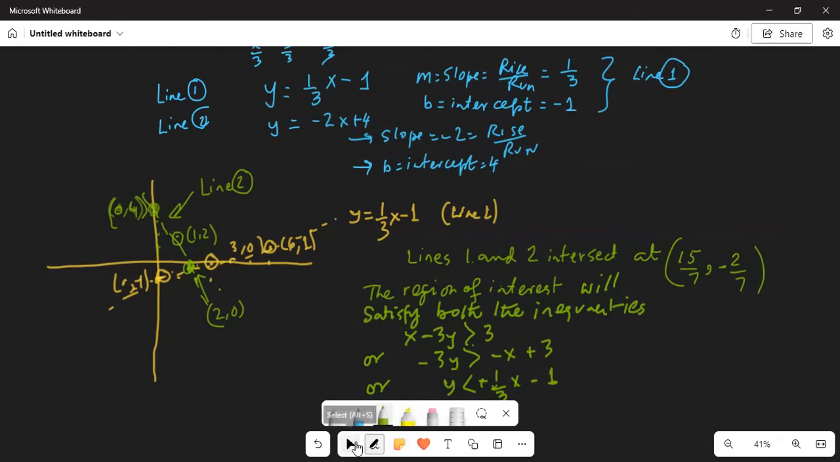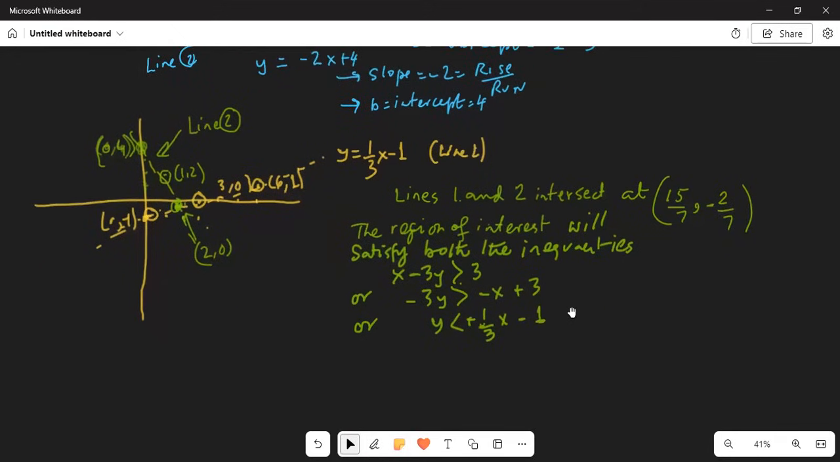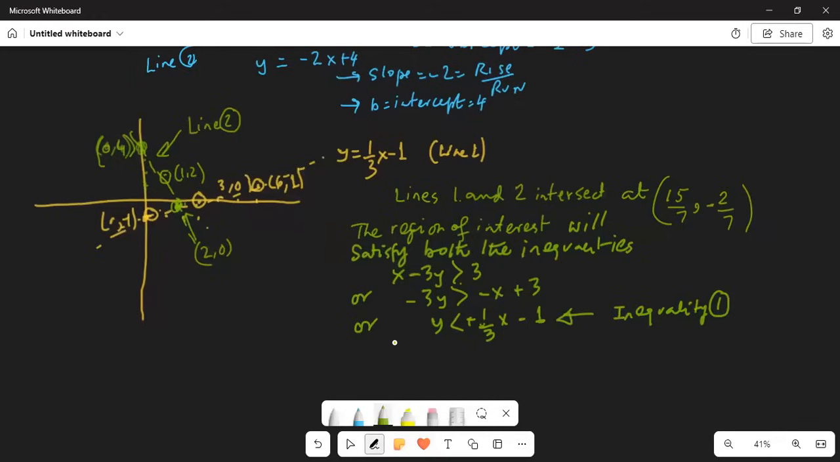Okay, let me clarify that. This is inequality 1. And what is inequality 2? y less than minus 2x plus 4 is inequality 2. Both have to be satisfied by that region.